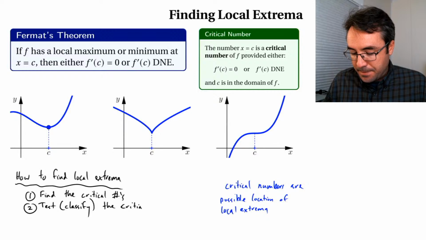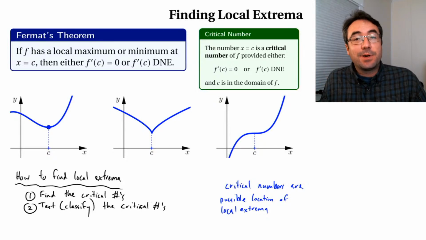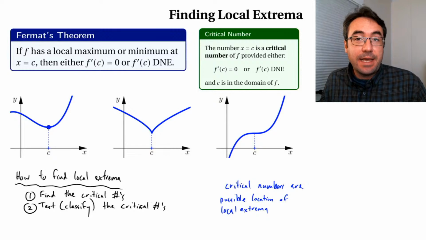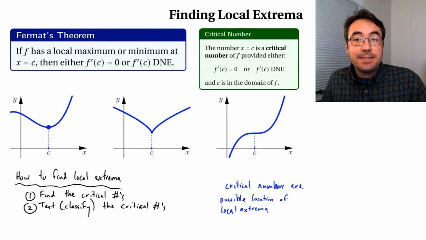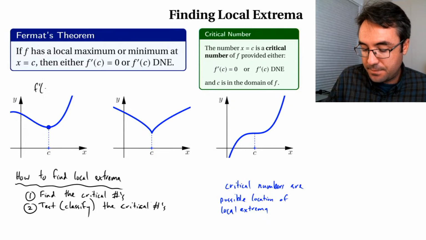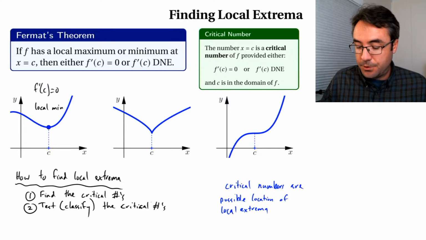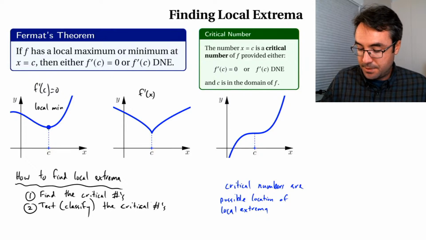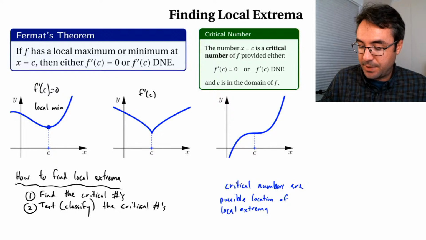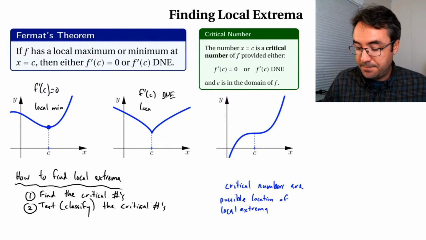And so we have these little example graphs up above that just show you, even if something's a critical number, we're not guaranteed to necessarily have a min or a max. Well, let's look at them. In this first one, the derivative is equal to 0. We have a local min. In the second one, the derivative is undefined at x equals c, because we have a cusp there, it comes to a sharp point. But we still have a local min.